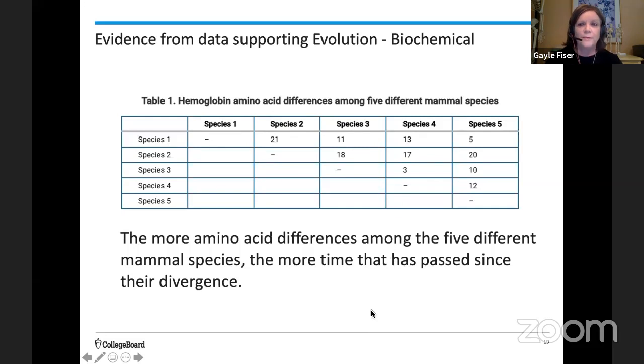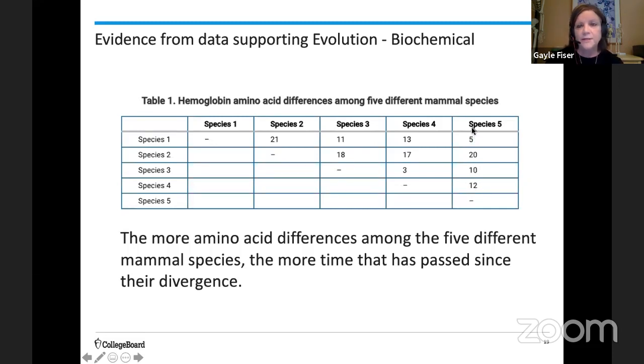All right, so I look at species 5, and I can see that it is 5 amino acids different than species 1. Okay, that's 5. And then the next value is 20, and I can see that I am 20 amino acid differences away from 2, and 10 away from 3, and 12 away from 4. So I saw something right here: these 2, 3, and 4 are almost equal in their distance away from species 5.